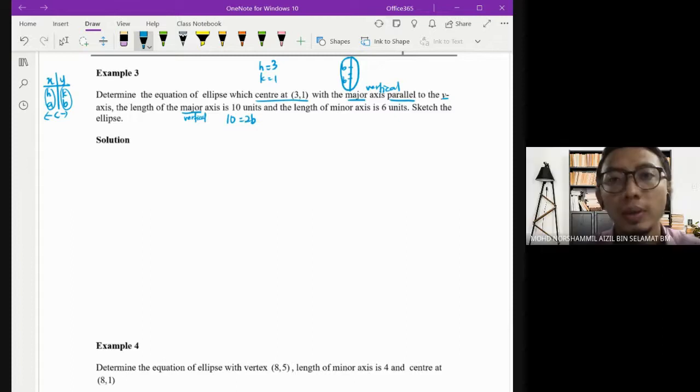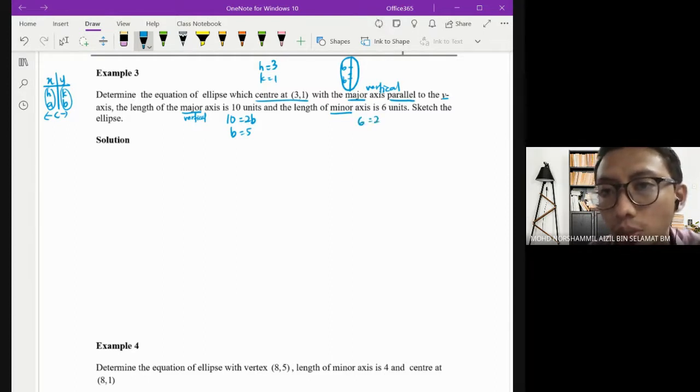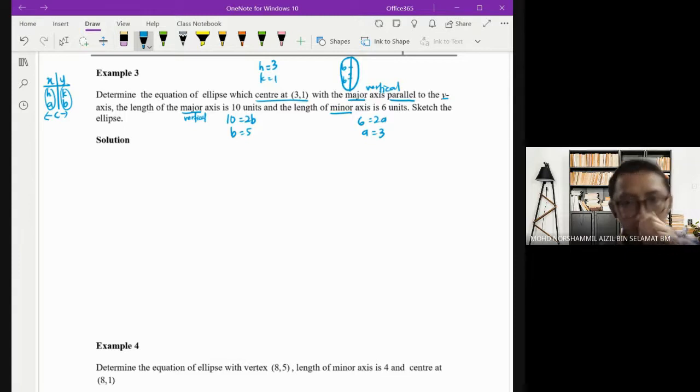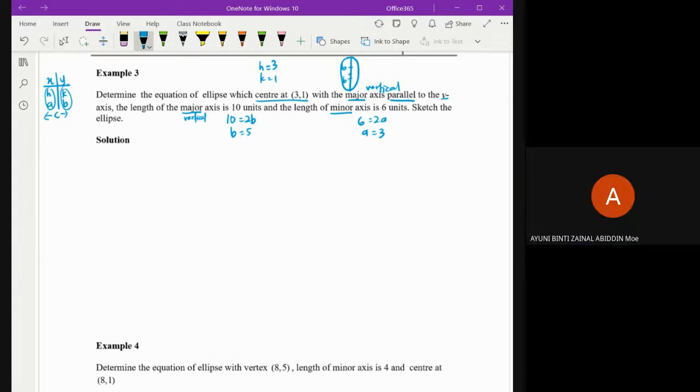Okay, sir. Okay, so means that here 2B, we get 10. B, we get 5. So kalau dah B major, means that A will be for minor lah. Okay, but the length of minor axis will be 2A. Maksudnya 6 will be 2A. Ataupun 2A equals to 6. So A equals to 3. Dapat idea? Boleh guys? Okay, sir. Boleh, sir.